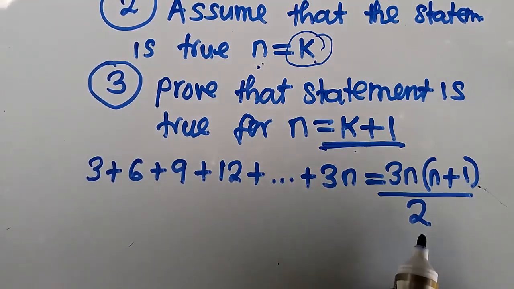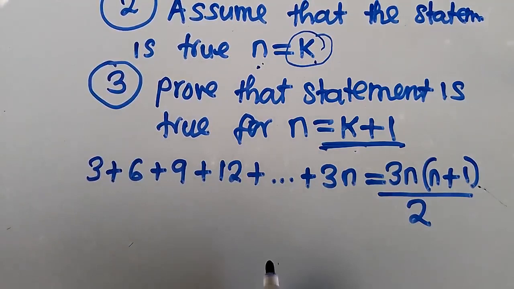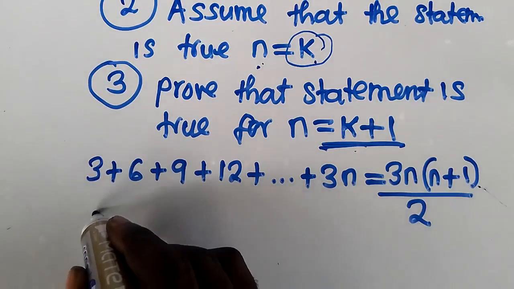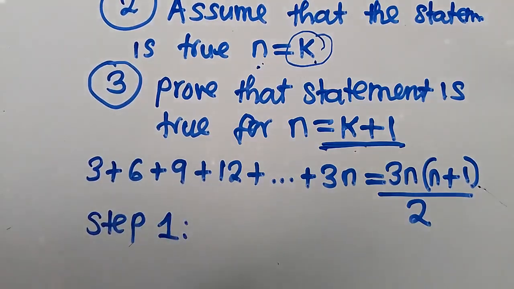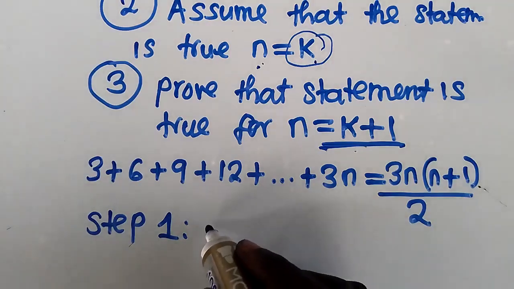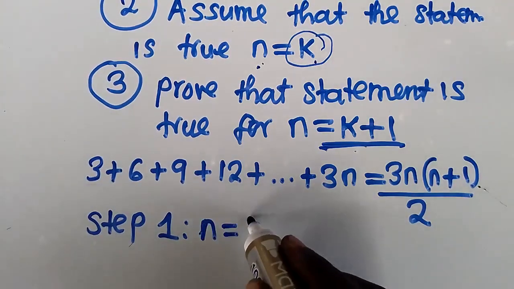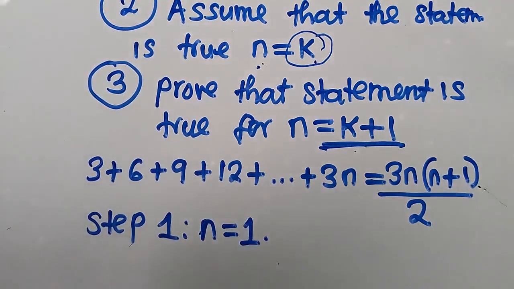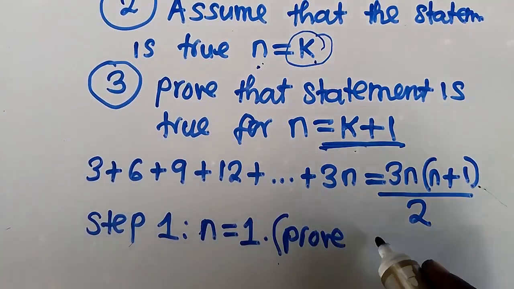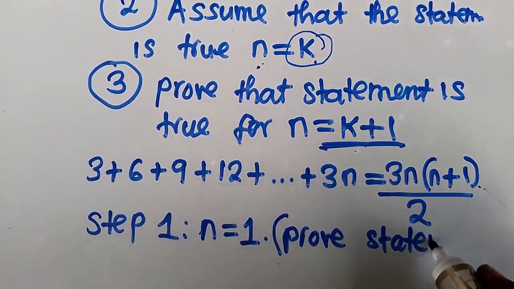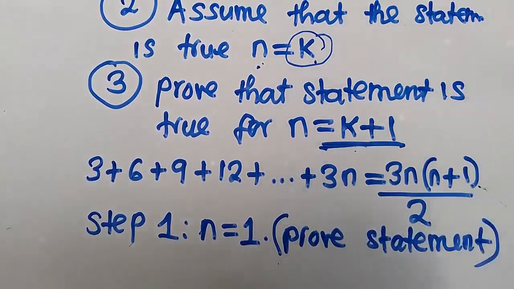The first thing that you need to do, as I told you, is step 1. Step 1, what did I say? You prove that the statement is true for n is equal to 1. This is what you are going to do. We prove the statement for n is equal to 1.